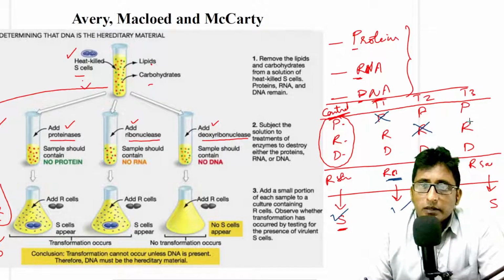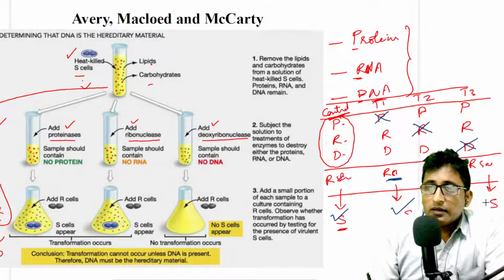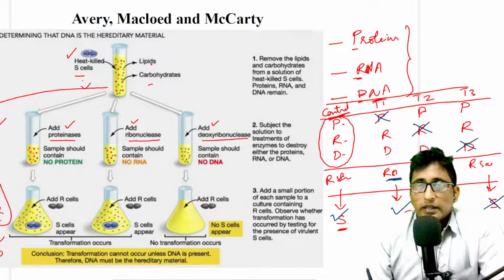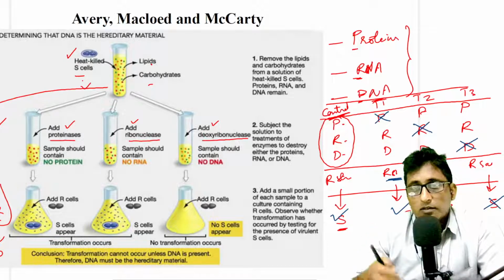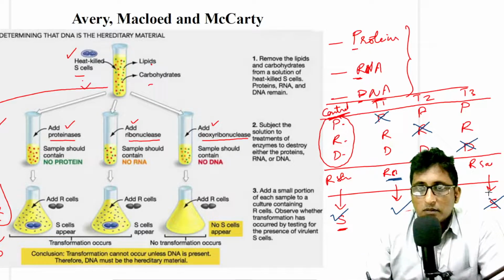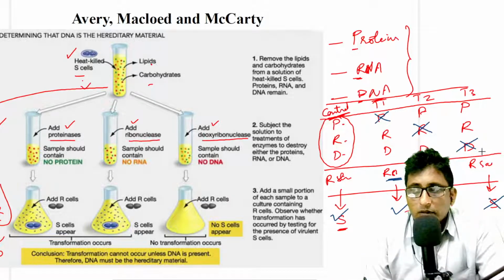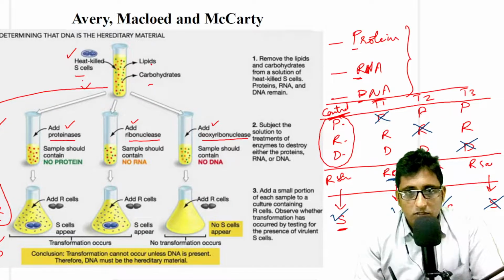And in T3, they have added DNases, because of which DNA would have been eliminated. And there, they did not see S strain formation, or the transformation of R to S has not occurred, which means that DNA is the limiting factor. If you want to use something like deduction, we would put it this way.